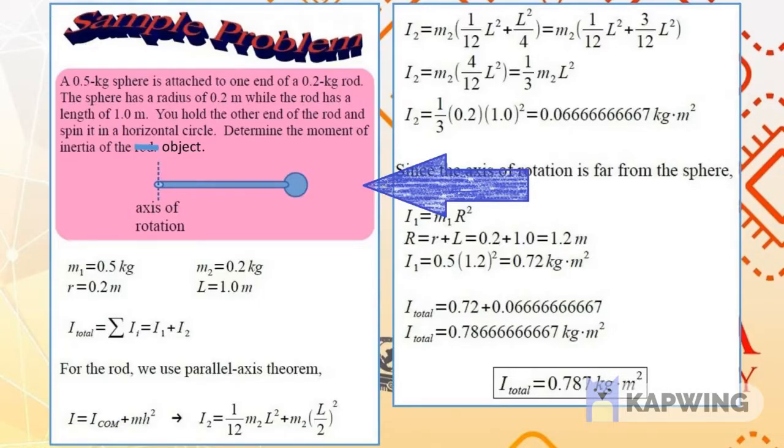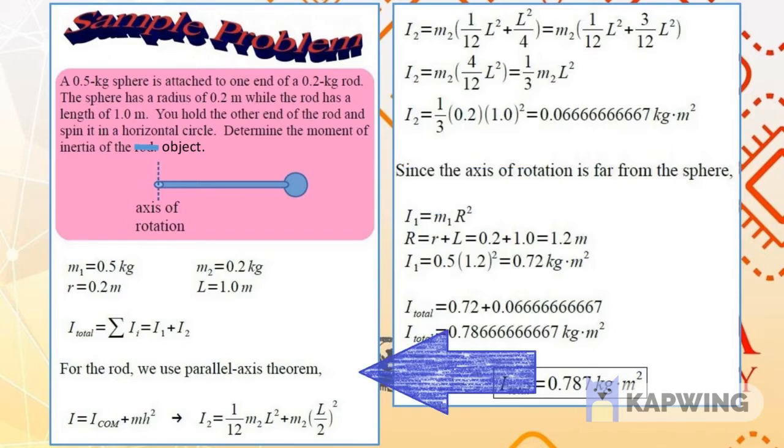Next, we have the following example. A 0.5 kilogram sphere is attached to one end of a 0.2 kilogram rod, as shown in the figure. The sphere has a radius of 0.2 meter, while the rod has a length of 1 meter. You hold one end of the rod and spin it in a horizontal circle as shown in the figure. Determine the moment of inertia of the object.